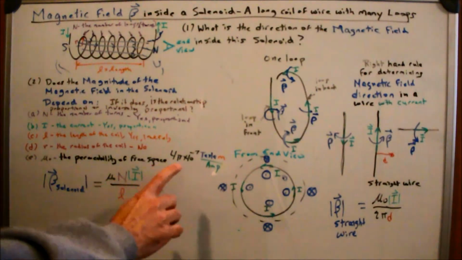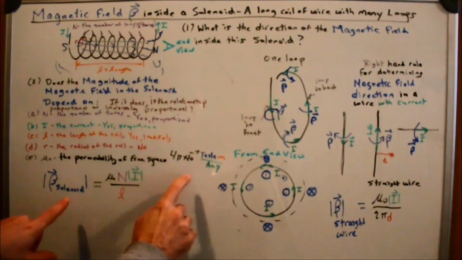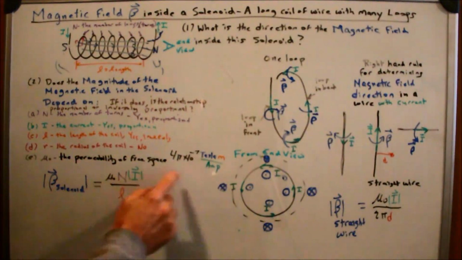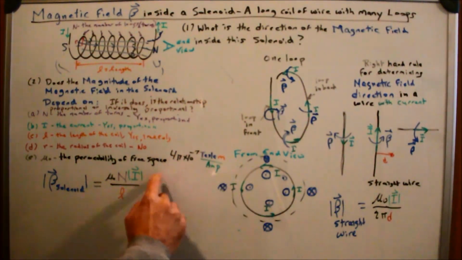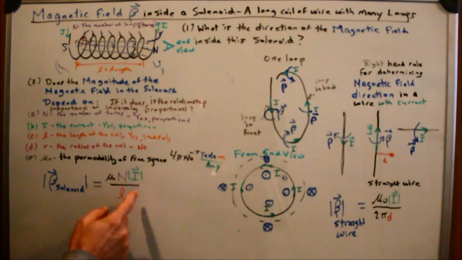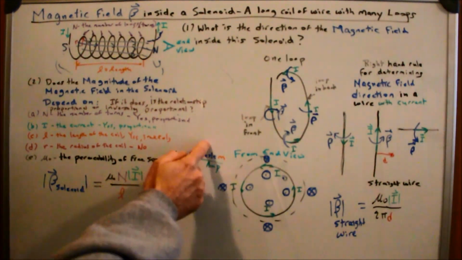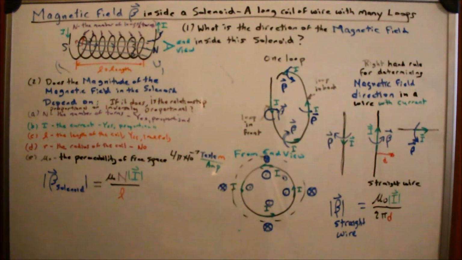And always a good check for units: using the permeability of free space, I get a Tesla, and then meters for the length, I have meters on the bottom, amps on the top and amps on the bottom. N is just the number of turns, a number without units. So this answer does turn out to be in Teslas for SI units.